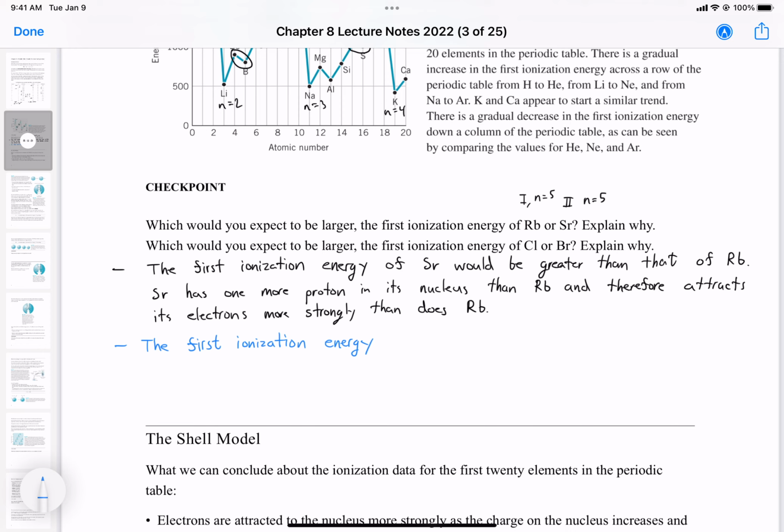Okay, the first ionization energy of chlorine is greater. We know bromine is lower in the periodic table than chlorine. That tells us the electrons are further away from the nucleus. If that's the case, they're going to be held less tightly, and the energy required to remove that electron is going to be less, because there's less force of attraction for the electrons in bromine than chlorine.